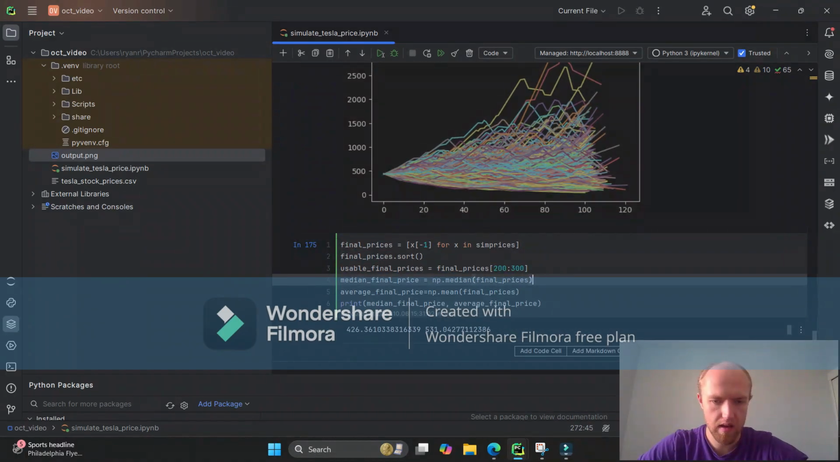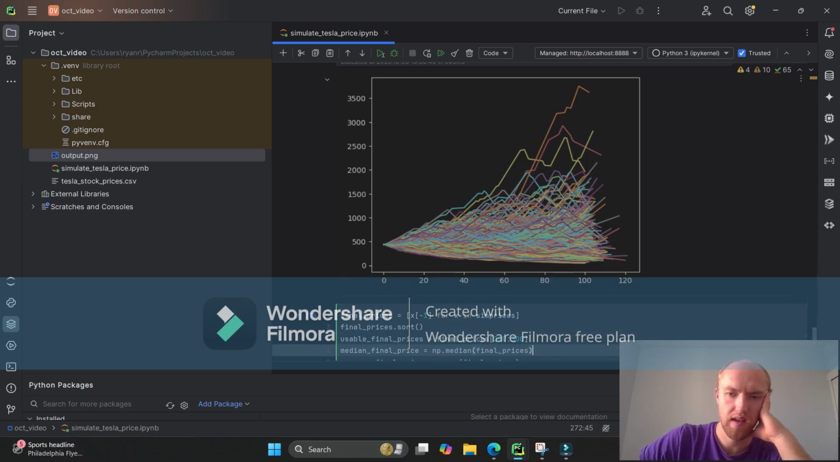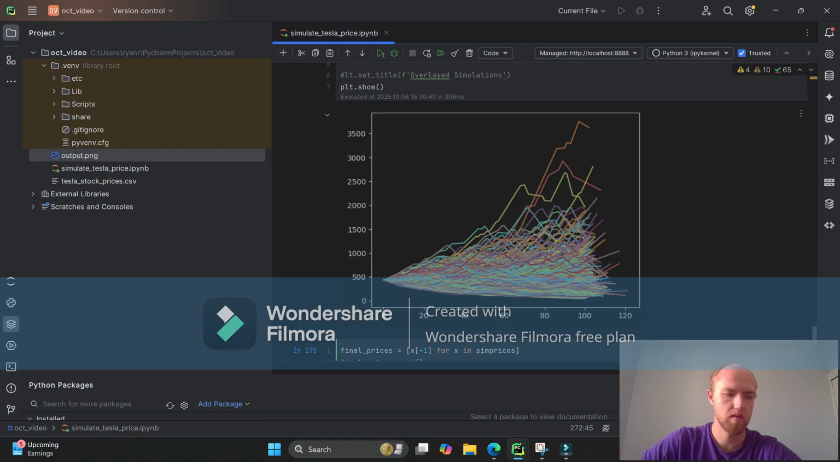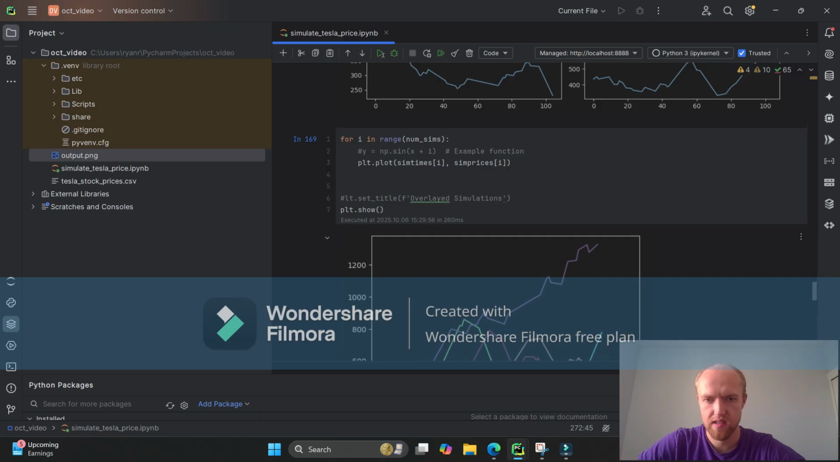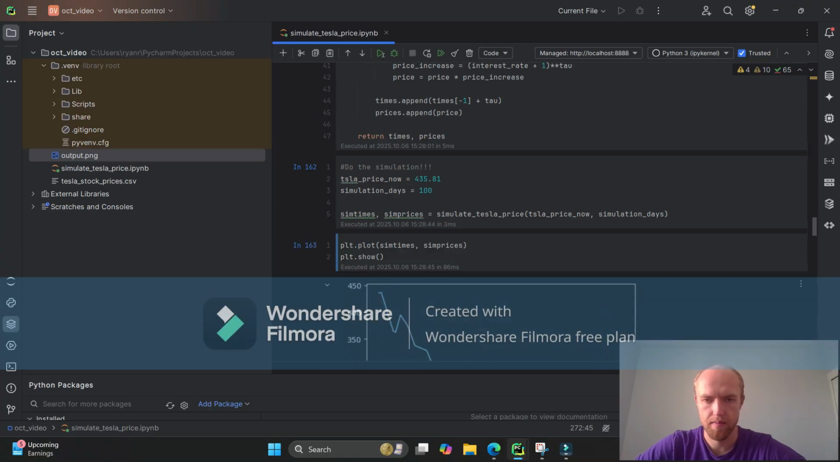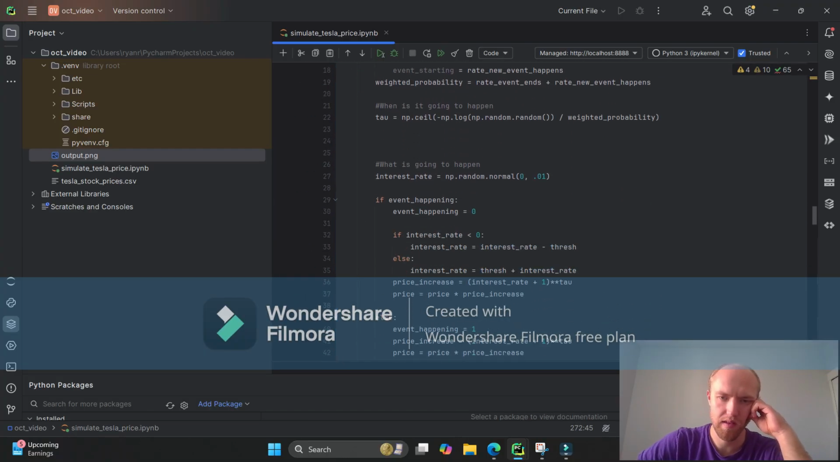The median at the end of the 100 days is 426, and the average value is 531. So this makes sense. Like with the graph that we looked at, the general trend of Tesla was going up, so it could keep going up if the future matches the data. So we've got some pretty reasonable information on Tesla. Am I going to bet the house on these results? Me personally, probably not. But it's definitely an interesting experiment to run.